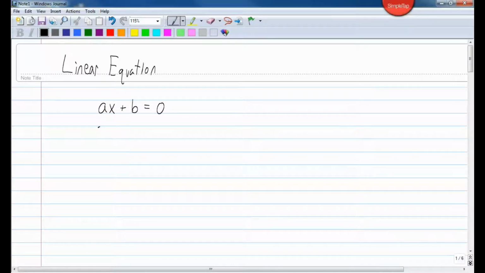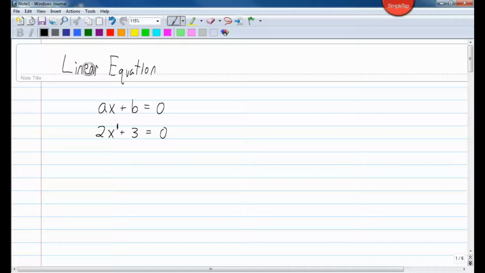So, I'll just write some numbers in here. 2x plus 3 equals 0. That is an example of a linear equation. Notice that the highest power of x, or any power of x here, is x to the first power, and usually we don't write that 1 there, but we need that for a linear equation.